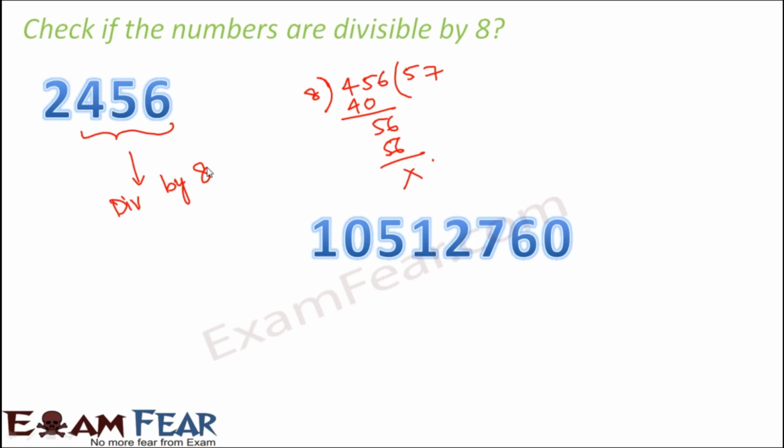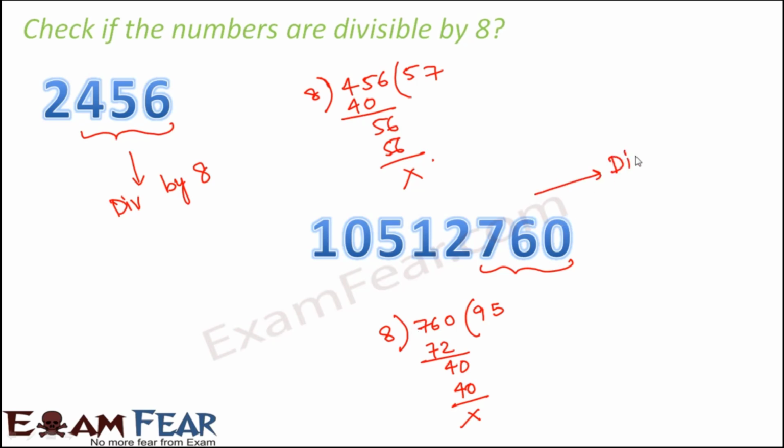Let us look at the next number. It is 10512760. So again we will just focus on the last three digits, that is 760. Now if you actually divide 760 by 8, what do you get? 8 9s are 72, so this is 40, 8 5s are 40. And 760 is also divisible by 8, therefore this entire number is also divisible by 8.